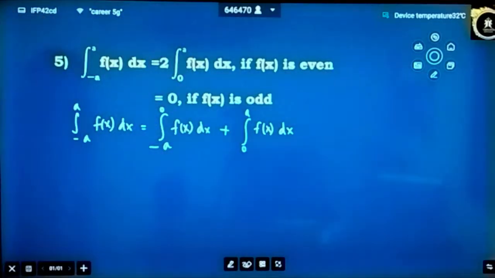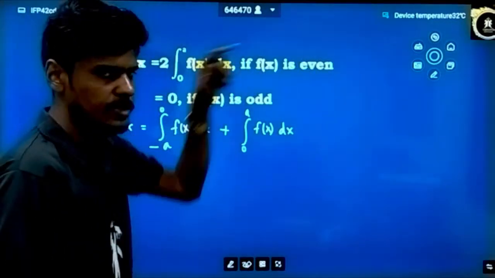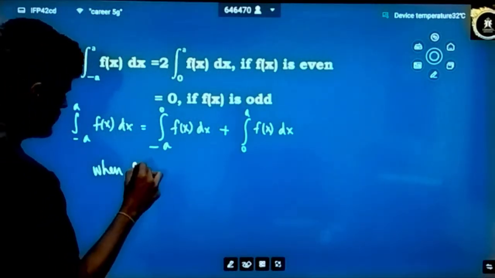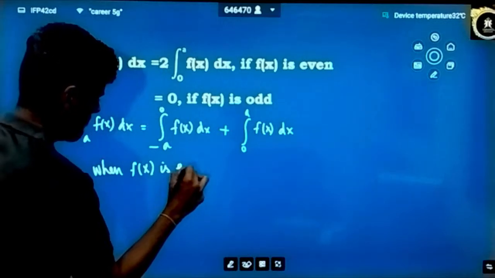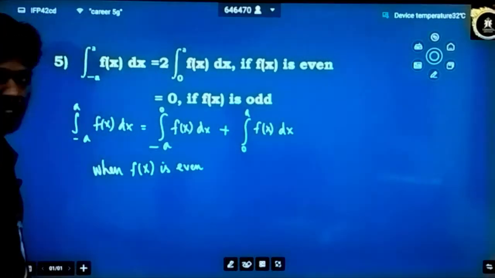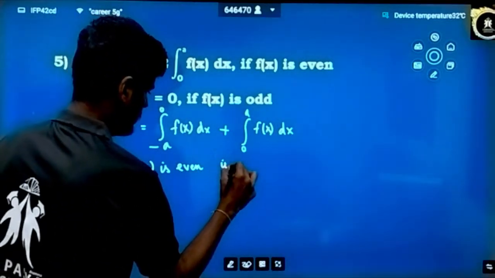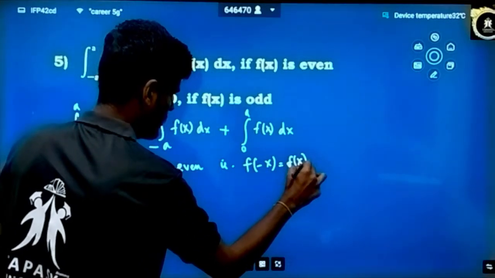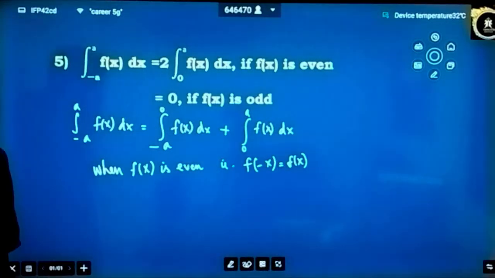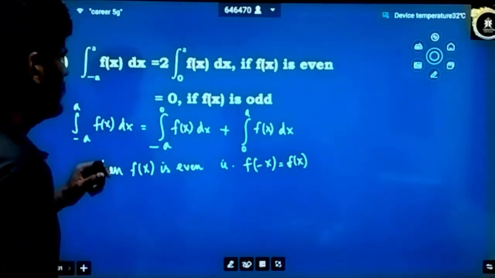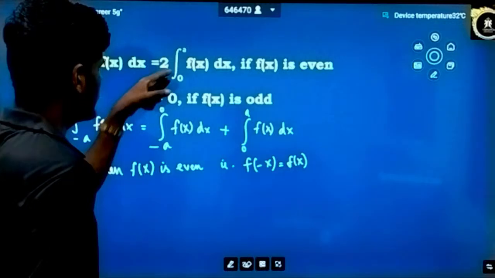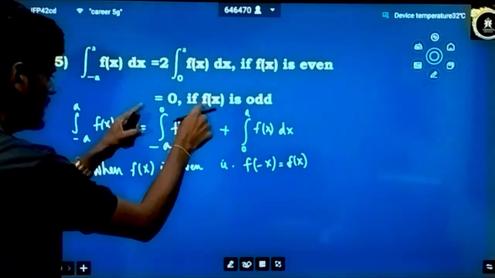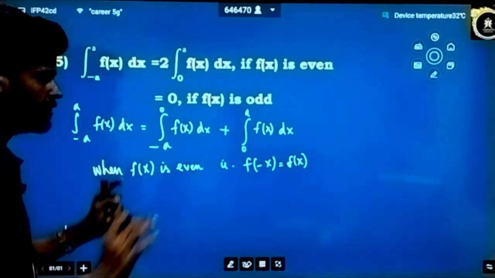Okay, now what do we need to prove? If f of x is even, that means f of minus x is equal to f of x. Now this value will become 2 times integral 0 to a f of x. We already have 0 to a f of x. That means this value should become integral 0 to a f of x.